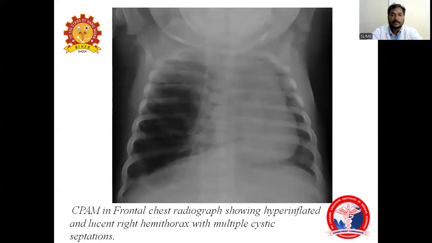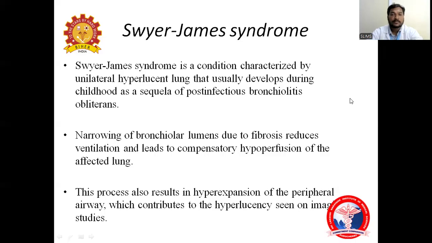This is a chest radiograph of a CPAM patient showing a hyperinflated and loosened right hemithorax with multiple cystic separations noted within it. So in this case, the right side of the lung is predominantly involved and it appears hyperlucent, and the cystic wall also we are able to appreciate in the chest radiograph.